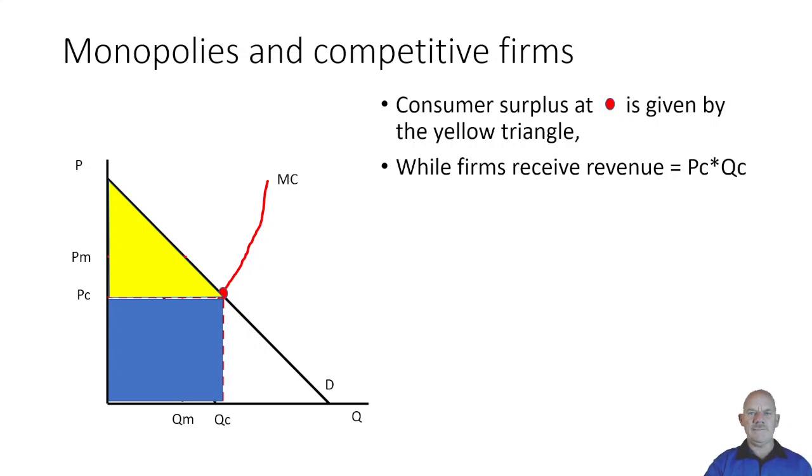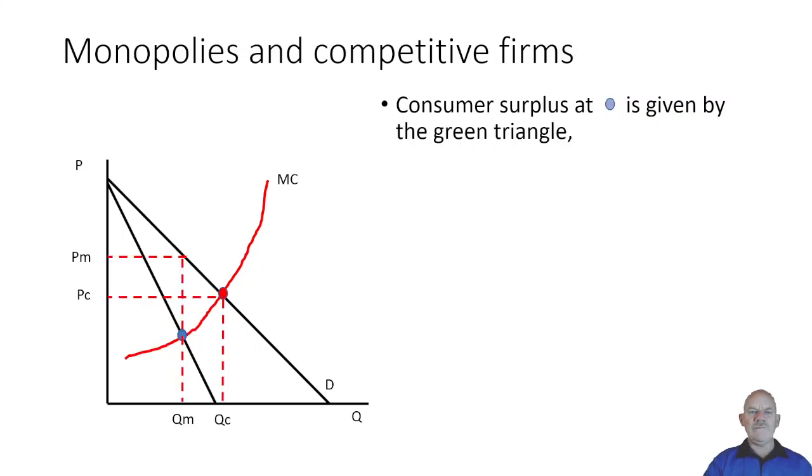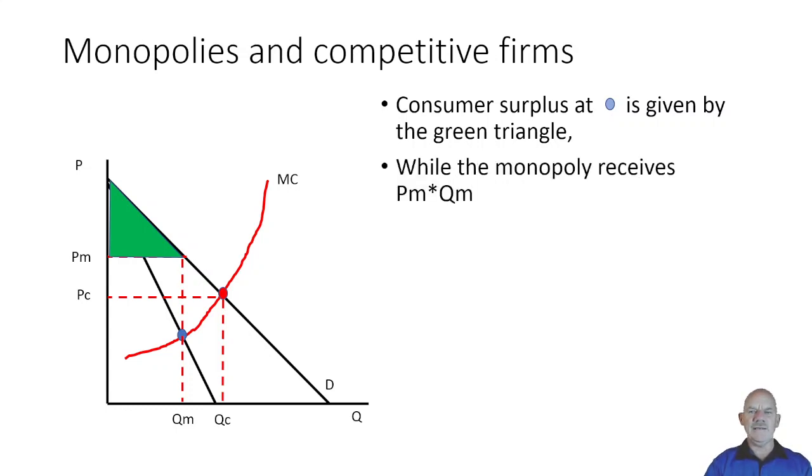we have a monopoly. So if we go to the monopoly situation, the consumer surplus at the blue dot is given by the green triangle. Now the price is PM in the market, and so the price is higher, and that means the surplus is smaller. The higher the price, the smaller the surplus.